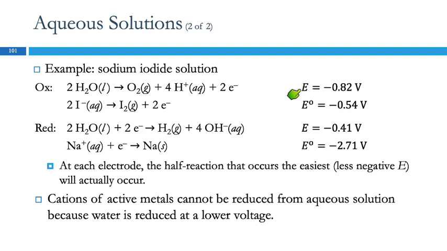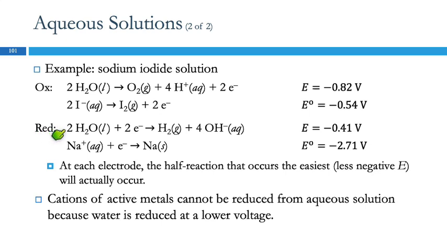So aqueous solution, not standard, right? E for that is negative 0.82. We can have standard conditions for the iodide. 1 molar iodide would be negative 0.54 volts. So here, the iodide is easier to oxidize. It's less negative.